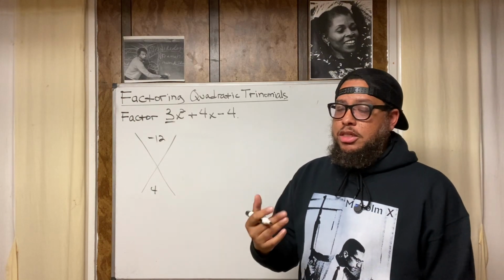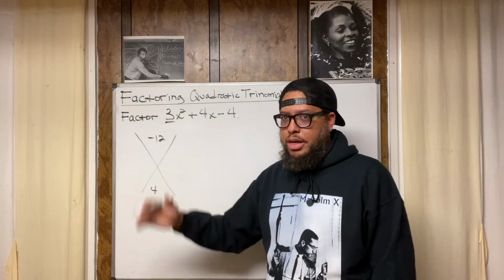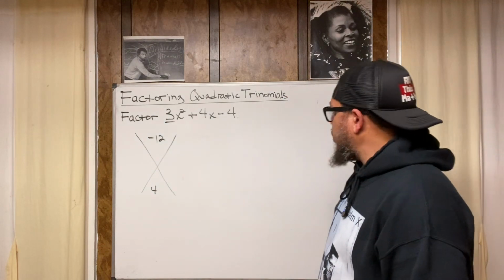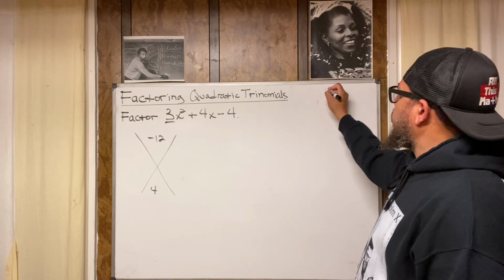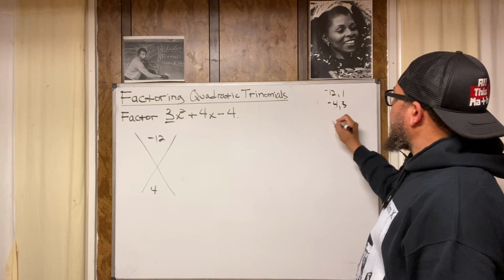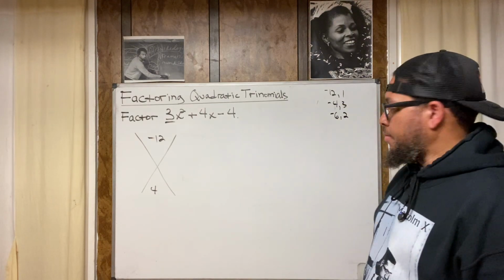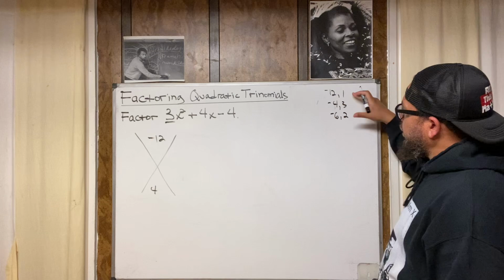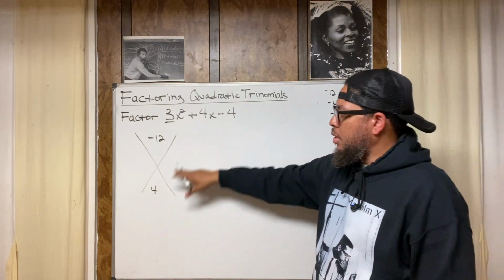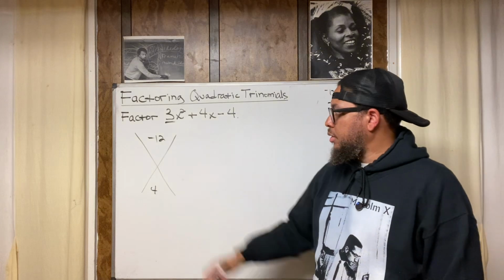Hopefully you're able to do this mentally, but if not, just write a list of all the factors of negative 12. Just write them down on paper. If you need to, write negative 12 times 1, negative 4 times 3, negative 6 times 2. And then say to yourself, okay, which one of these pairs adds up to positive 4? Because positive 4 is the middle coefficient.